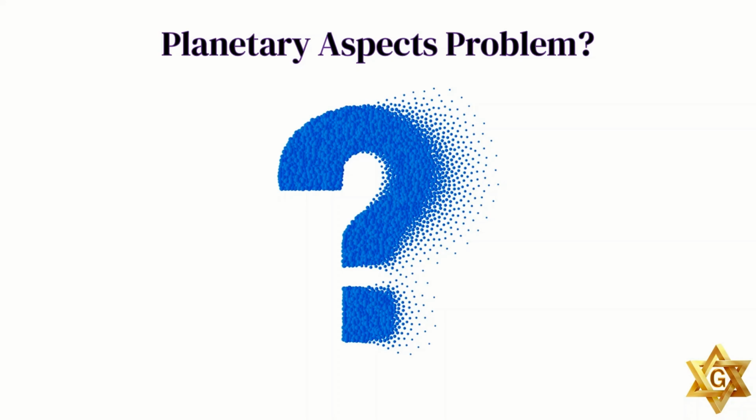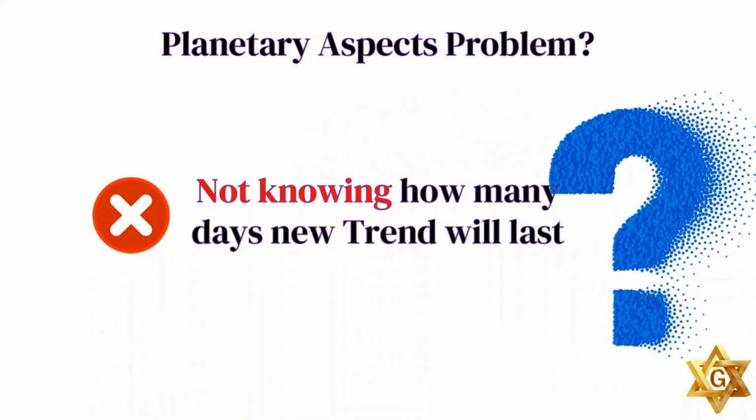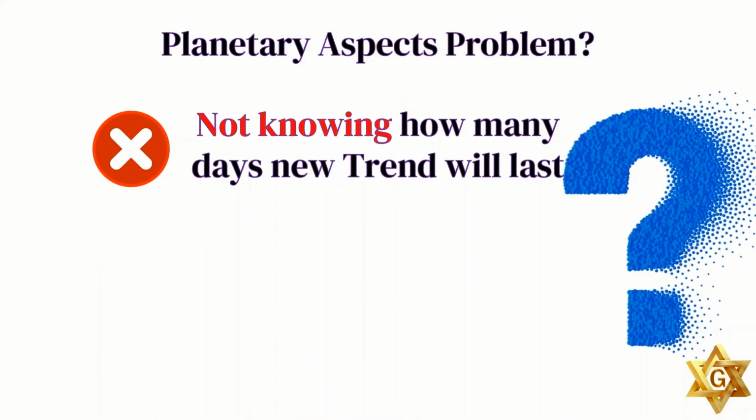So you can use aspects between smaller planets like Mars and Venus or other planets for your market, which leads to more aspects. You can also study planetary aspects in heliocentric mode. But the problem will still be there, and you don't know how many days the trend change will last. If you want to go beyond the aspects and look for real cycles in the market, this video is for you.